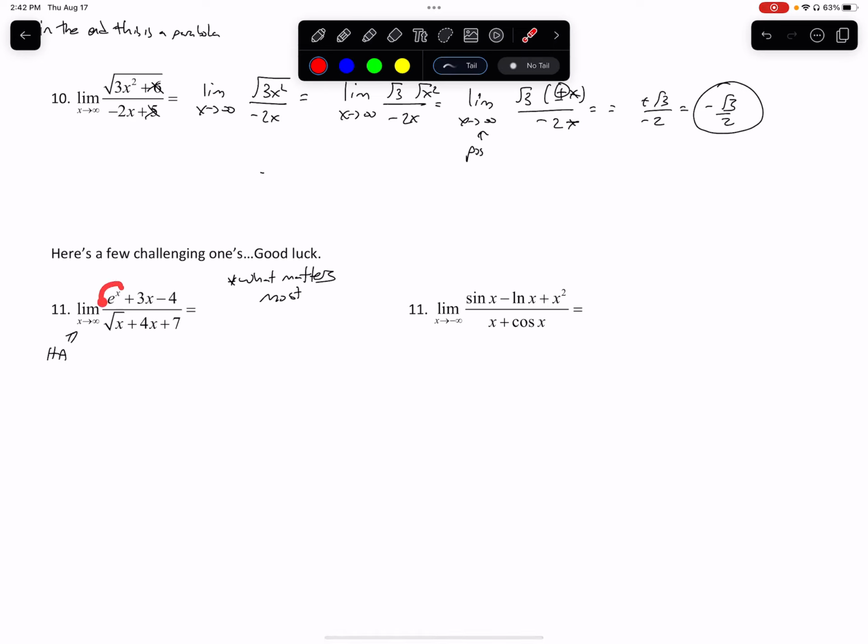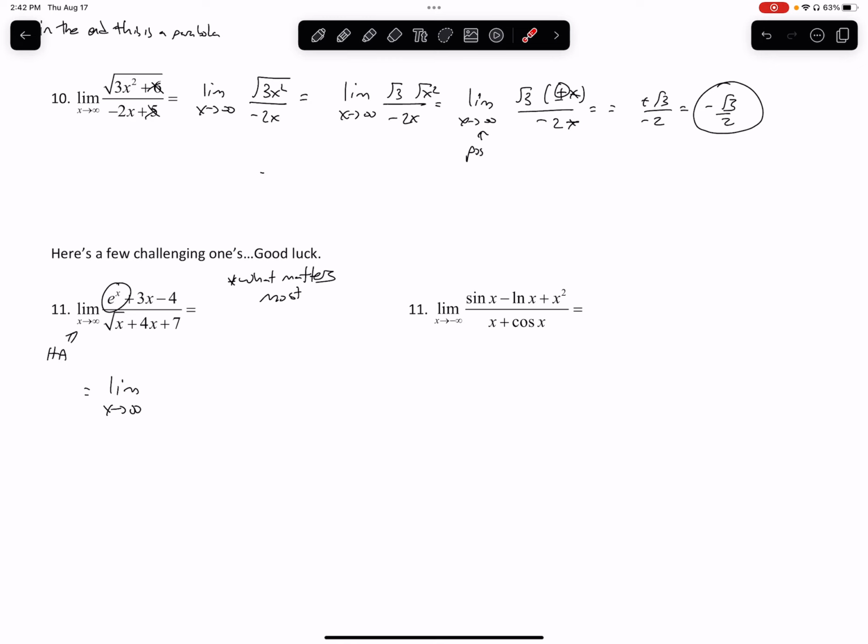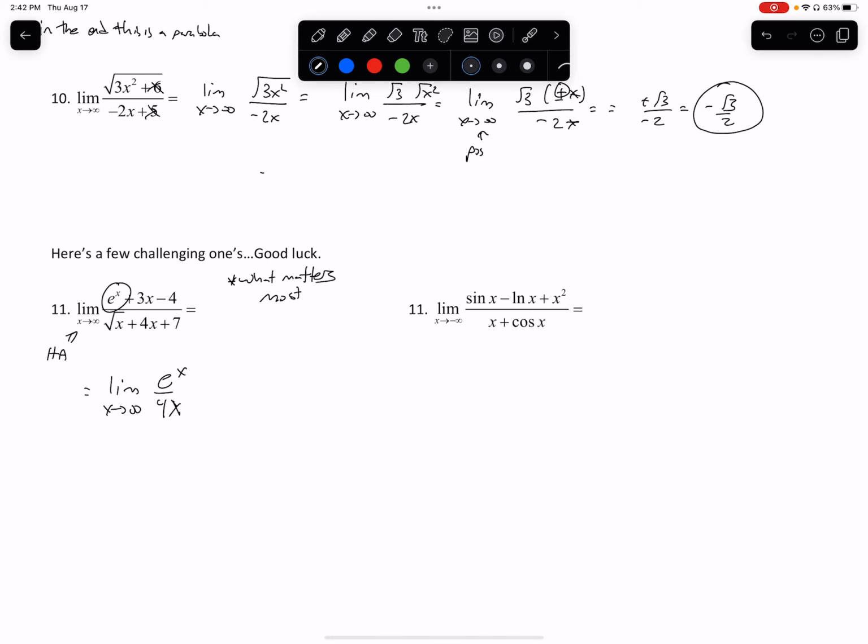If we look at the numerator here, I have e to the x, 3x, and minus 4. Well, which one of those matters the most in the big picture? You should say e to the x, because e to the x is so much bigger. It grows so much faster than all the other things in the numerator. On the bottom, be very careful for the bottom, square root of x, 4x, and 7. Which one should matter the most? Hopefully you said the 4x, because that's x to the 1/2. That degree is less than x to the first. So this is going to become e to the x over 4x, 4 times x.